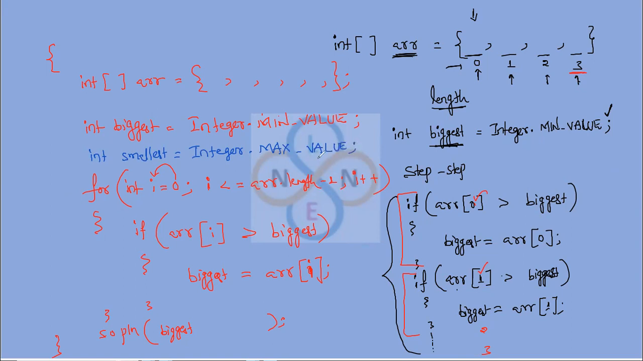This is the reference. Then what are we supposed to do? The loop is the same, the condition is the same, but what is the change? The same arr of i should be less than the smallest. Then what are we supposed to do if this condition is true? Then the same array element arr of i, we are supposed to store back into smallest. Then instead of printing biggest, we are supposed to print smallest, that's all.